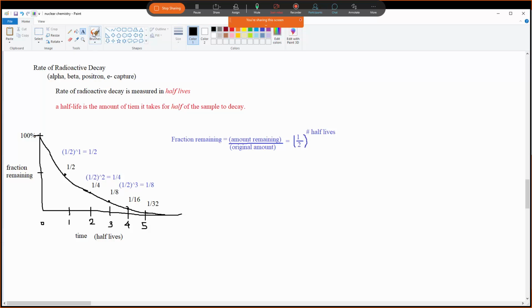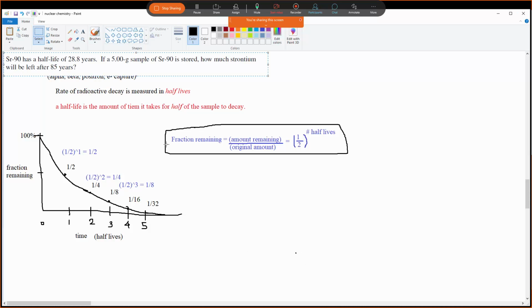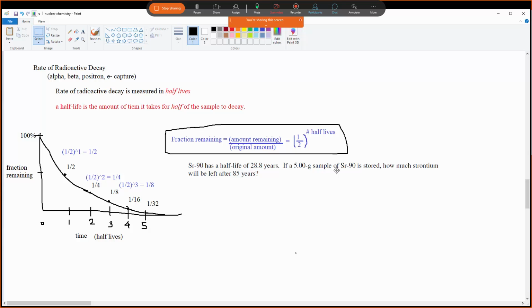Okay, this is an equation I'm not going to give you on the exam, but I want you to understand it conceptually. But if you want to memorize it, it's a great one to memorize, okay? Here is an example problem. Let's see if we can do it. We have strontium-90, which has a half-life of 28.8 years. If a 5-gram sample is stored, how much strontium-90 will be left after 85 years?